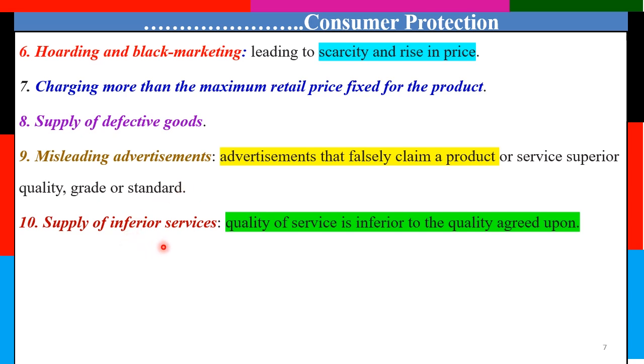Supply of inferior services, that means the quality of a service is inferior to the quality agreed upon. When the individual and the business group agree initially, the business makes a promise to the consumer to supply a quality product. But in reality, when he supplies the product, that product is inferior or low quality.